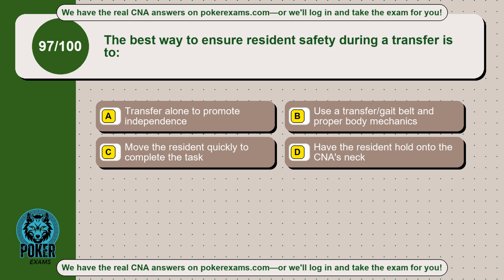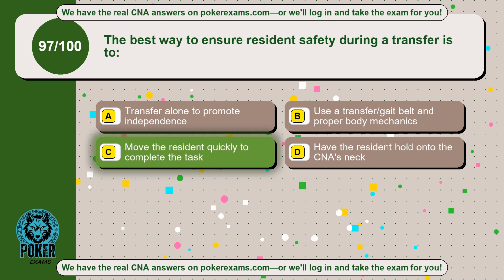Question 97. The best way to ensure resident safety during a transfer is to: Option A, transfer alone to promote independence. Option B, use the transfer/gait belt and proper body mechanics. Option C, move the resident quickly to complete the task. Option D, have the resident hold onto the CNA's neck.